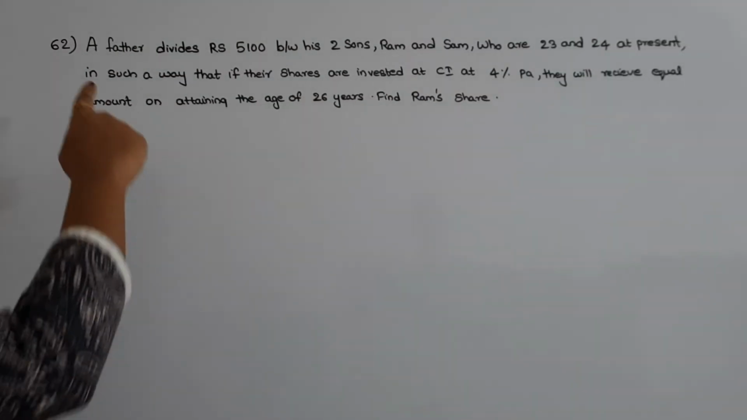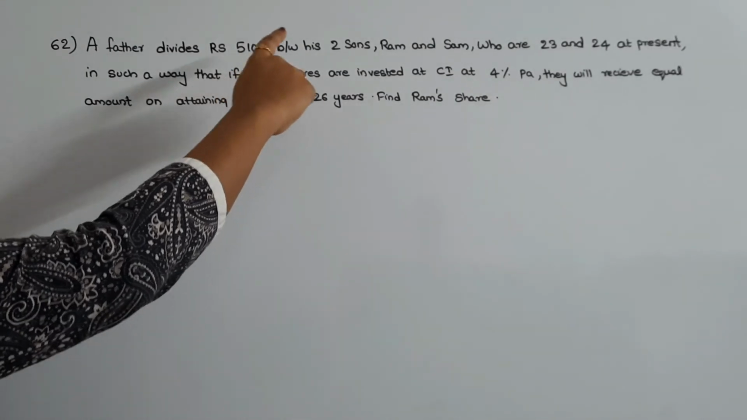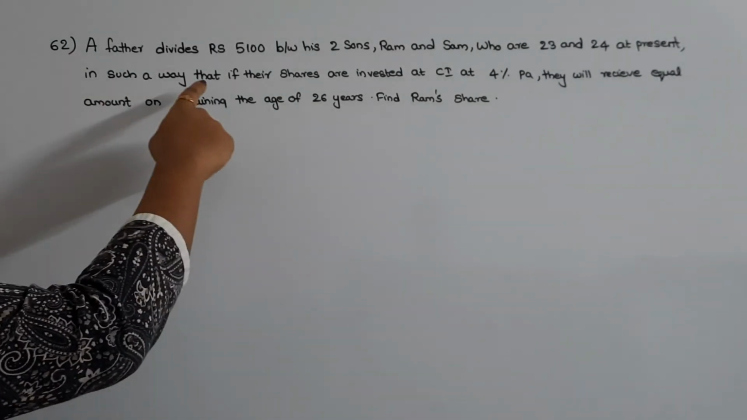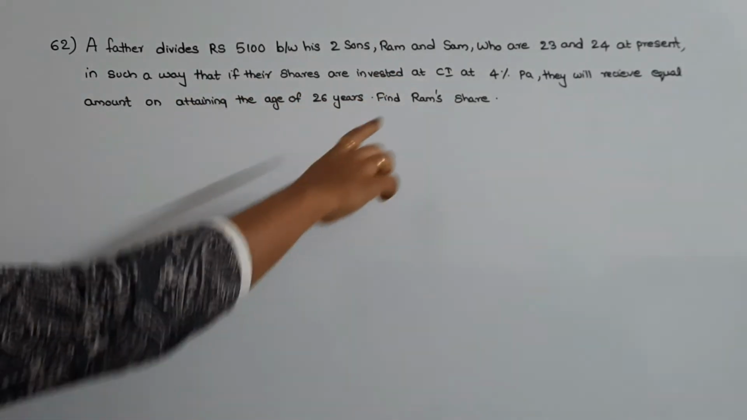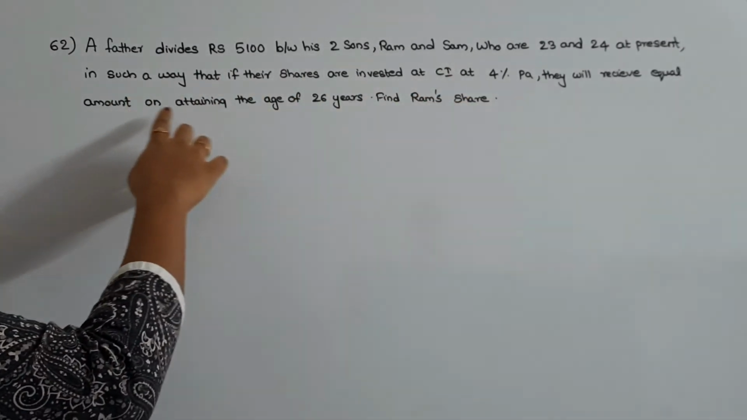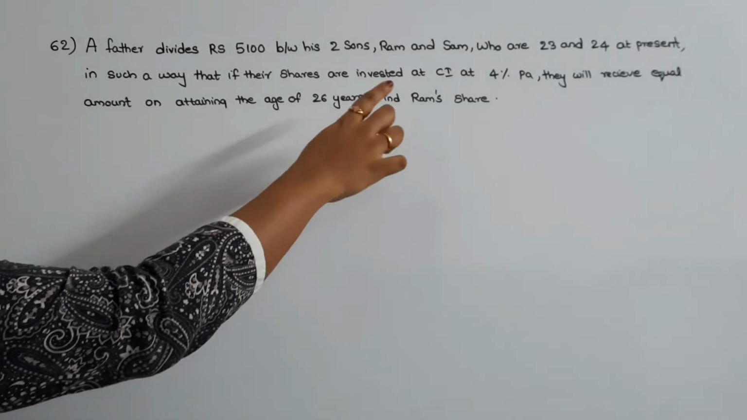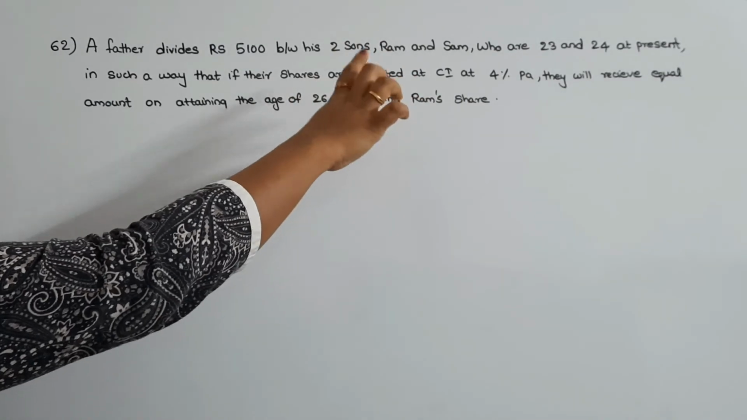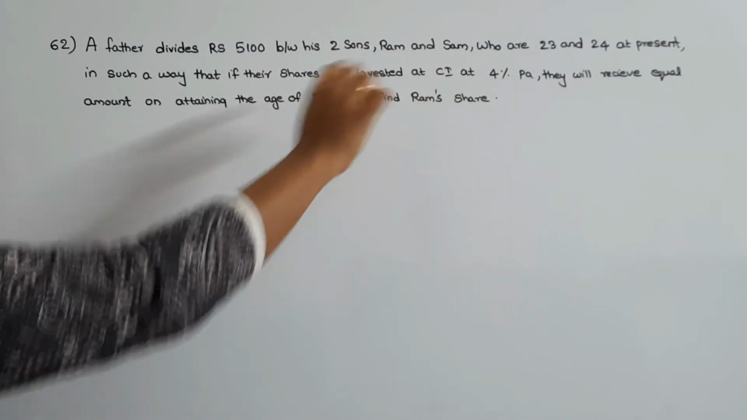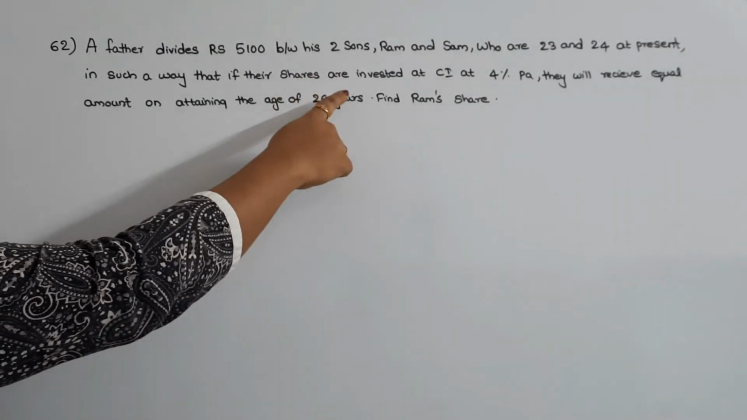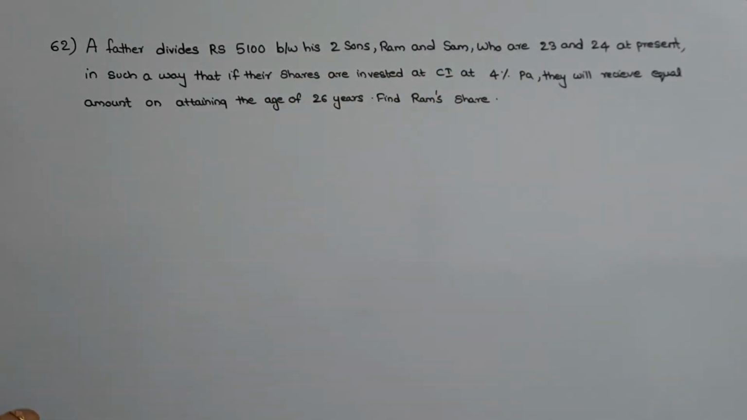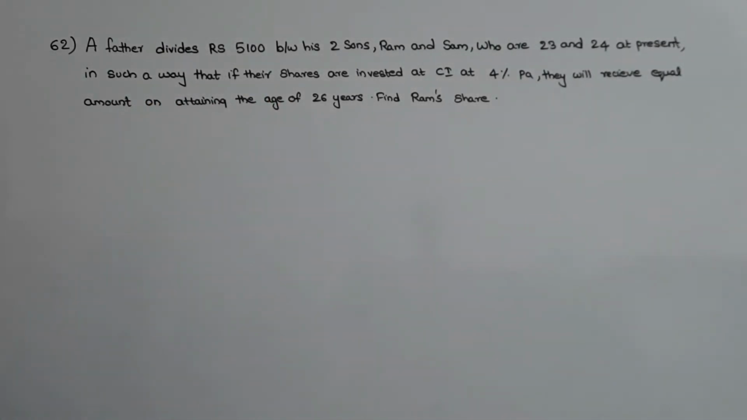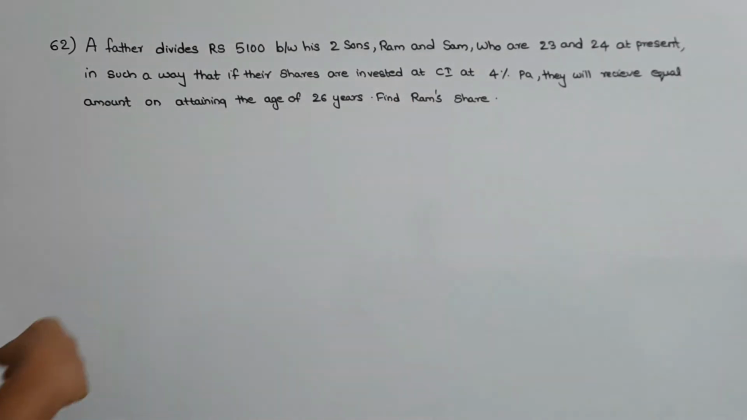The next question is, a father divides rupees 5,100 between his two sons Ram and Sam, who are 23 and 24 at present, in such a way that if their shares are invested at compound interest at 4% per annum, they will receive equal amount on attaining the age of 26 years. Find Ram's share. So in this question, a father divides a particular principal value among his two sons Ram and Sam when they were at the age of 23 and 24. He invested their shares at compound interest at 4% per annum. So when they attained the age of 26 years, their total amount is same. So we need to find out what is Ram's share.